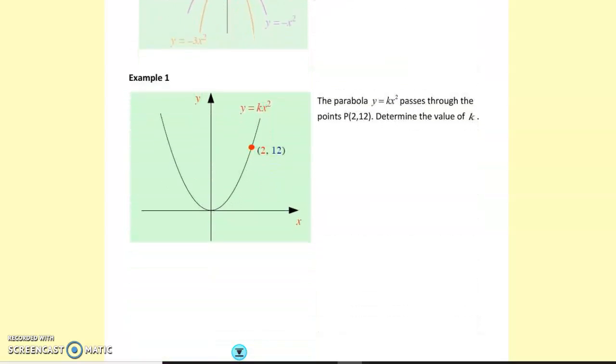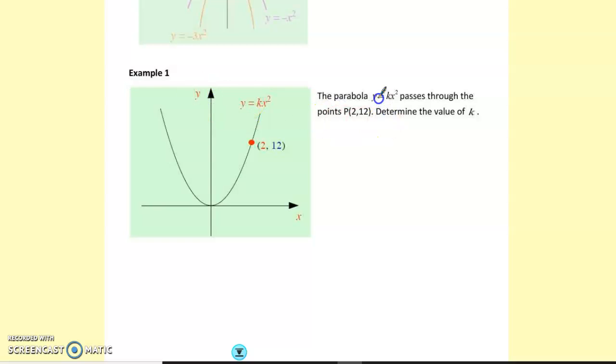Okay. Looking at the first example then, for the parabola y equals kx squared, it passes through the point 2, 12 and we want to find the value of k. Whenever we have a coordinate point, we have an x value and we have a y value. So y is 12, x is 2, so we just sub them into our equation and solve for k. 2 squared is 4, so we get 12 is 4k, so k must be 3.